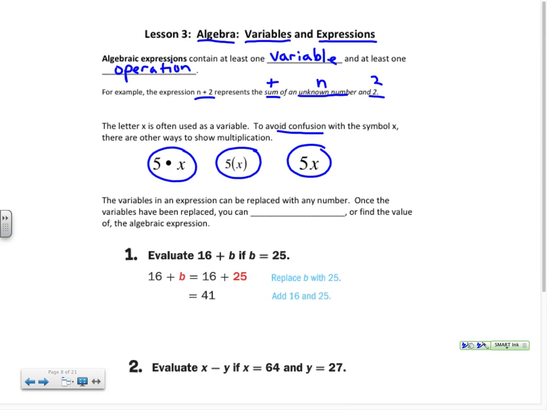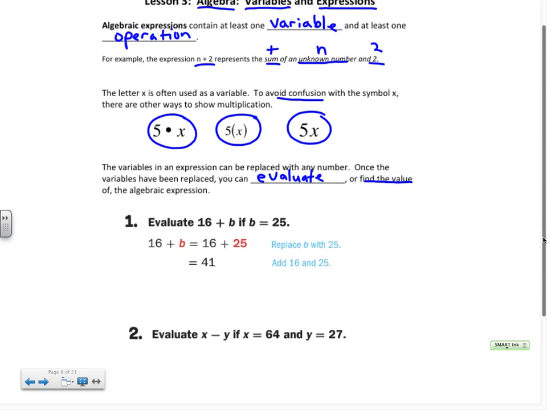The variables in an expression can be replaced with any number. Once the variables have been replaced, you can evaluate or find the value, find the answer of the algebraic expression. So let's look at a couple examples here.